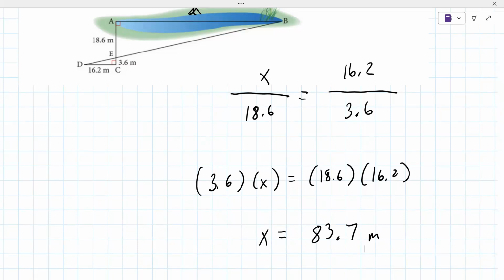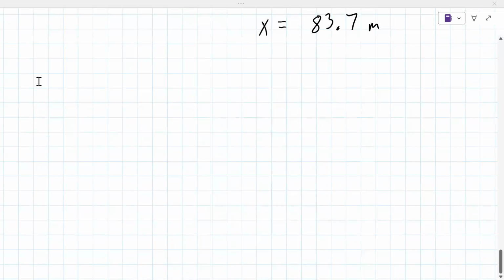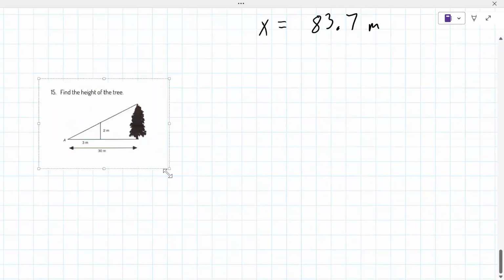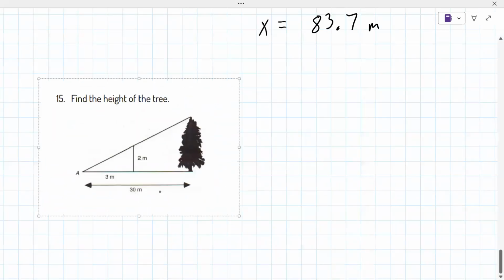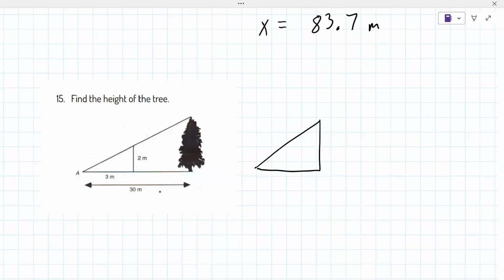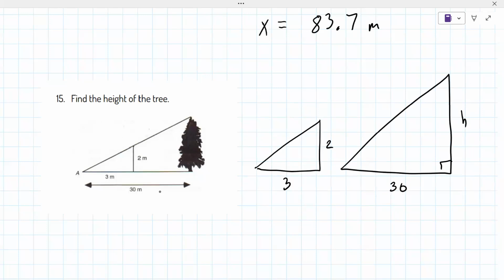Okay, we're going to do 15 first because the picture's already there, and then that'll lead to how to do 14. It's usually easier if there's a picture. So there's actually two triangles here, the small one and the large one. This is 3 and this is 2. This is 30. This is H. Could you set up a proportion here? Or maybe you already know the answer.